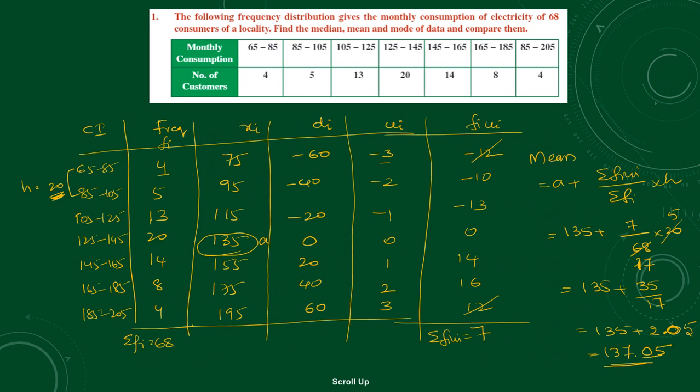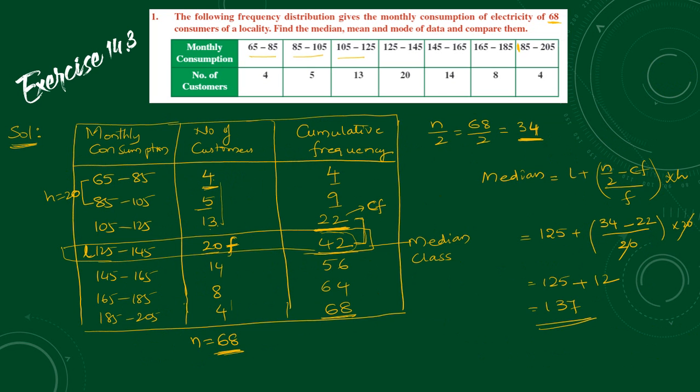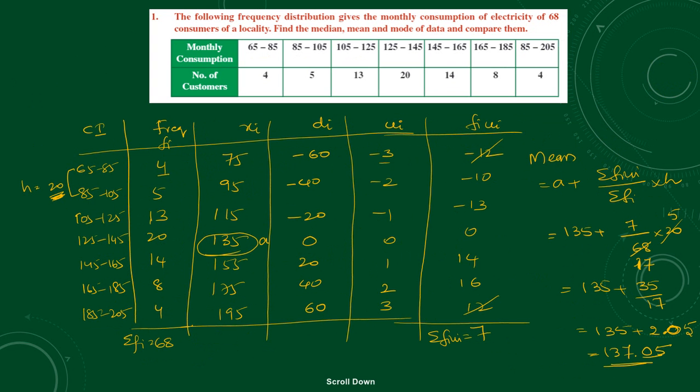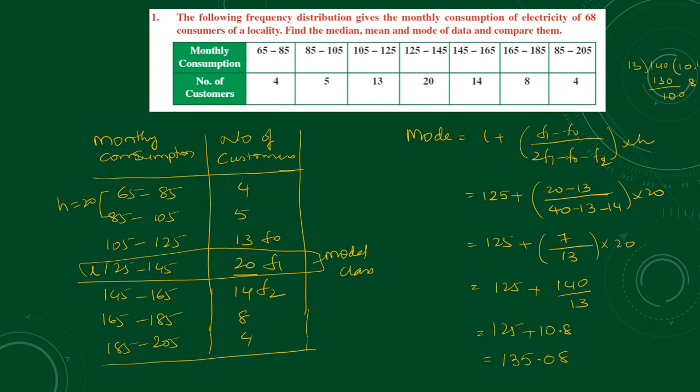So from this what we can conclude is the median value is 137 and the mean value is 137.05, and finally the mode value is near about 135.8, not 08, so it is 135.8. So median and mean are nearly equal, whereas mode is nearer to 135 point something, right? So from this what have you understood? These three values differ among themselves for the same data, right?